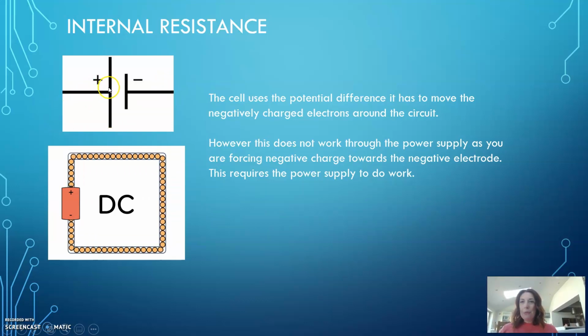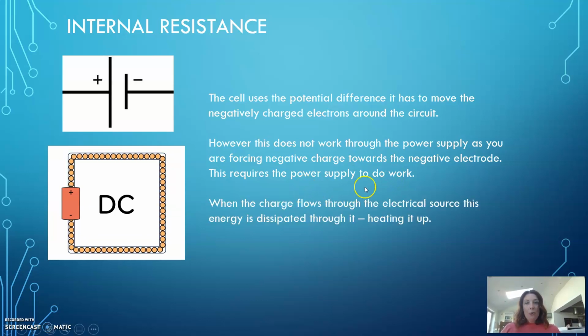But when they move through the cell, you've got to move them from a positive potential to a negative potential. And they won't like that because they're negatives. They don't want to move to that side of the circuit, to that electrode. So in order to do that, you have to make them move and you have to provide some energy. So in the power supply, you're forcing negative charge towards the negative electrode, and this requires a power supply to do work, so it needs energy.